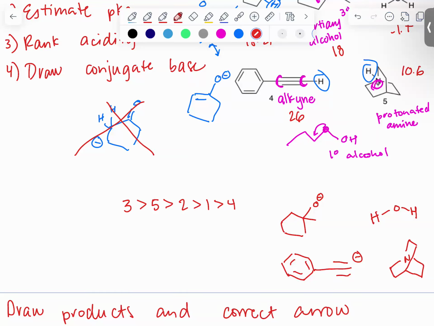With the conjugate base, you are always moving in the negative direction. If you start with a positive, you'll end with a neutral. If you start with a neutral, you'll end with a negative. Because when you are deprotonating, you are taking away that proton, but keeping those electrons.